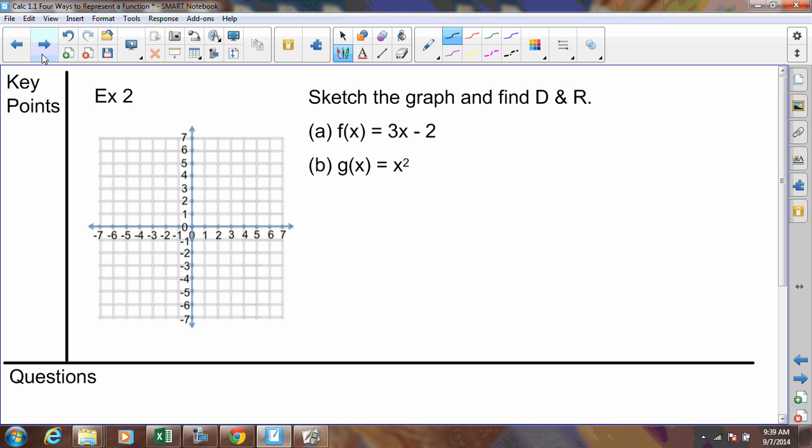Continuing with example 2, sketch the graph to be able to find the domain and range. Okay, so starting off with part A, we have f of x equals 3x minus 2. Remembering that this is slope-intercept form, mx plus b, that would tell us we have the y-intercept of negative 2 and the slope 3 over 1, so we can go up 3, right 1, up 3, right 1, down 3, left 1, down 3, left 1. And we can do enough to get a sketch.